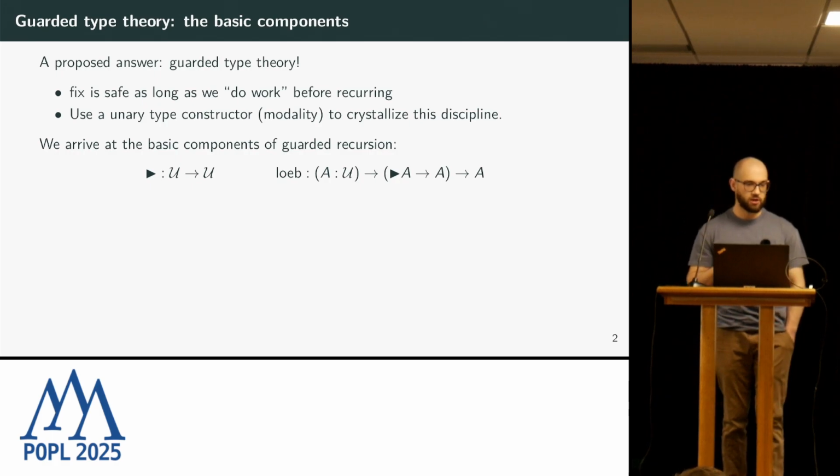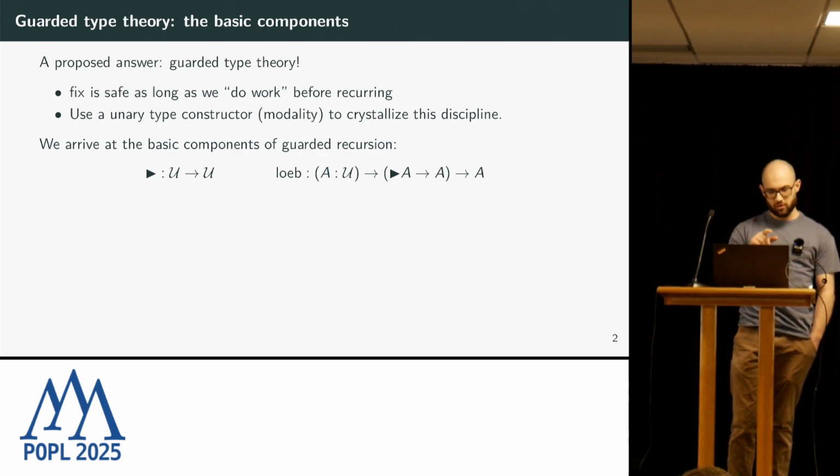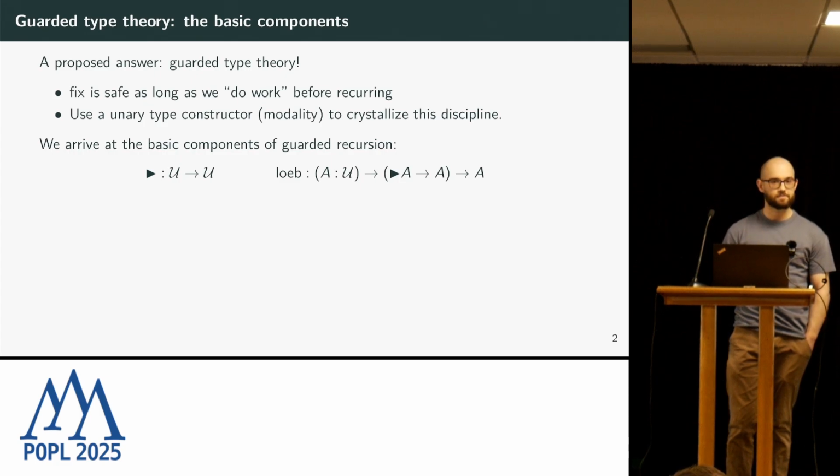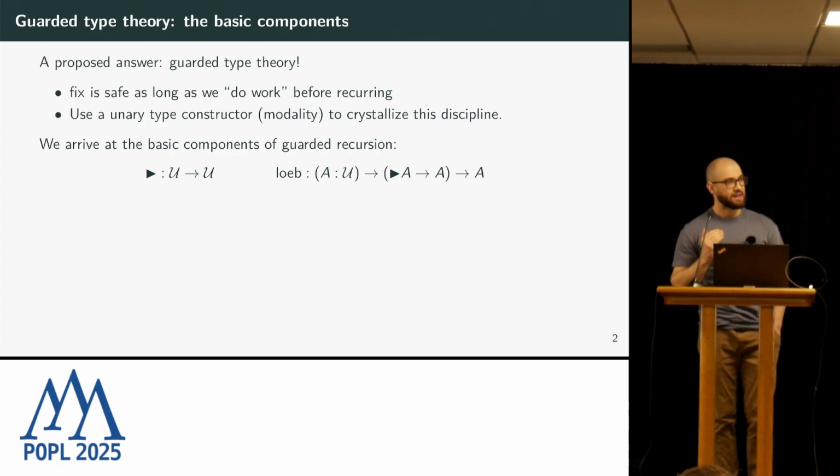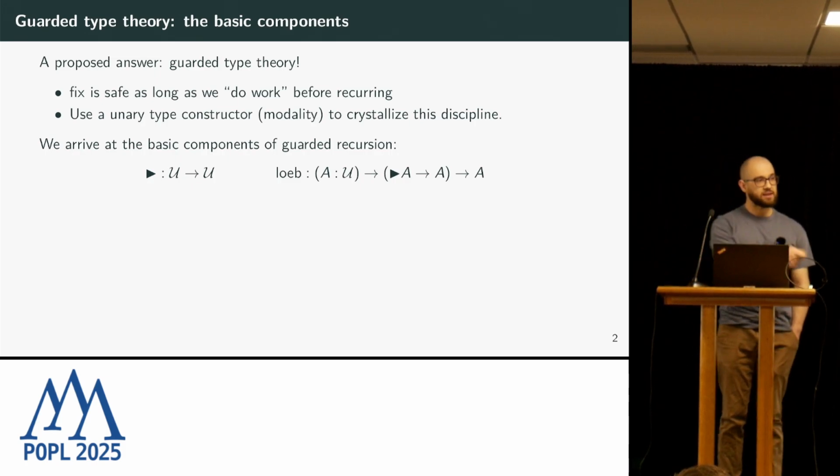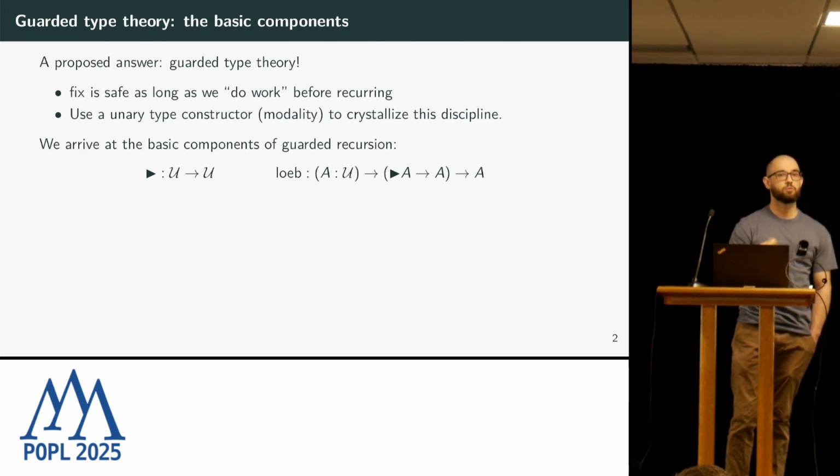And we do that using a modal operator, which is written with this black triangle, later. The idea is that later A is supposed to be basically the same thing as A, but you can't get a hold of those values until you do some work. You have to take a step.